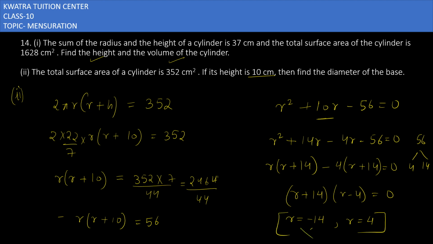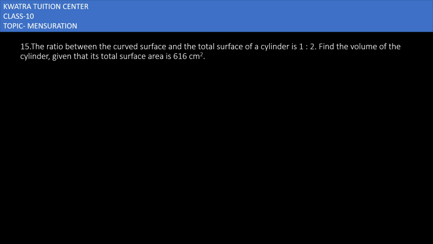And r can never be negative, so r is 4. Then what will your diameter be? Twice of r, which is 2 into 4, it will give you 8 centimeter as the answer. So yes, this is the answer for the 14th one. Let's start with question number 15.